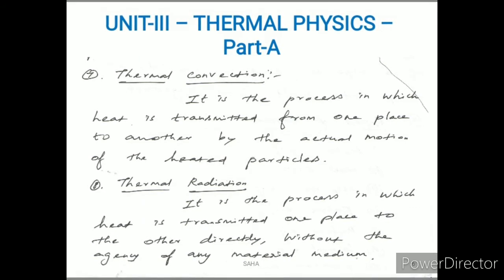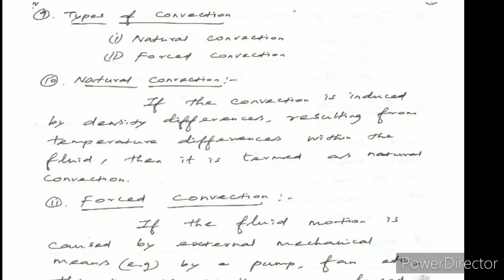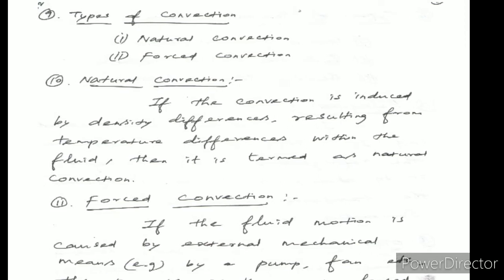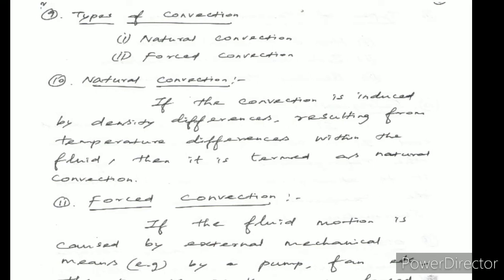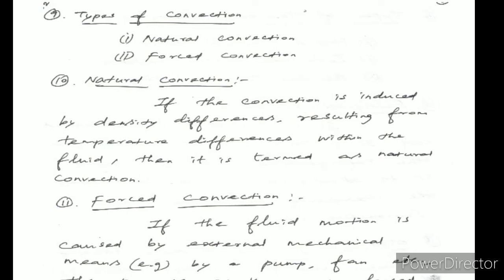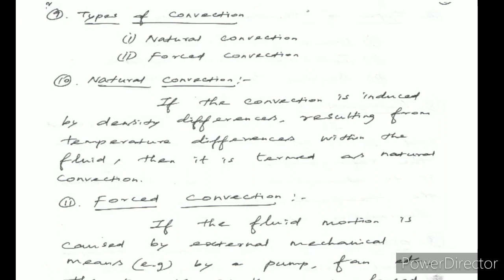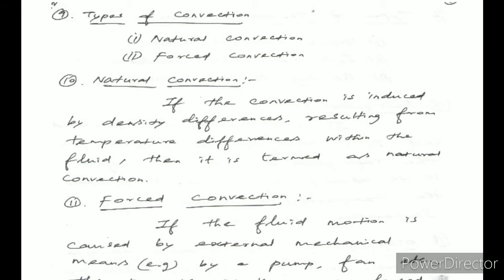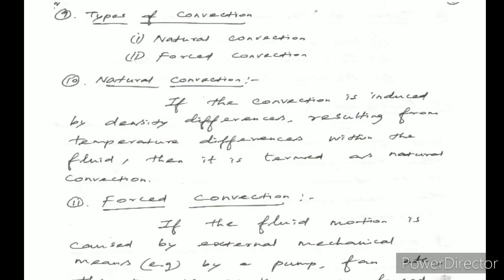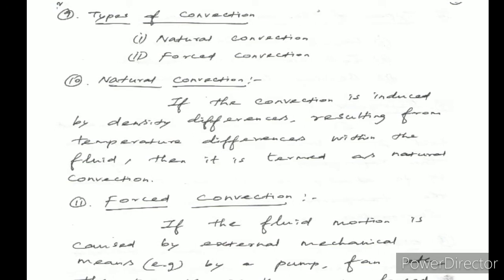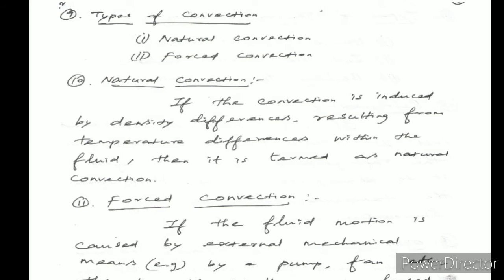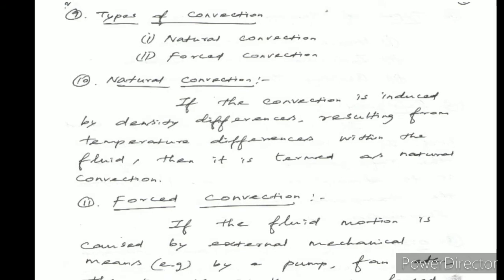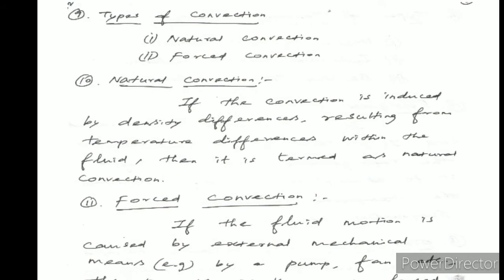Next, ninth one, types of convection. Two types of convection: natural convection and forced convection. Tenth question, what is natural convection? If the convection is induced by the density difference resulting from the temperature difference within the fluid, then it is termed natural convection. Forced convection means if the fluid motion is caused by external mechanical means, for example a pump, fan, etc., that process is known as forced convection.